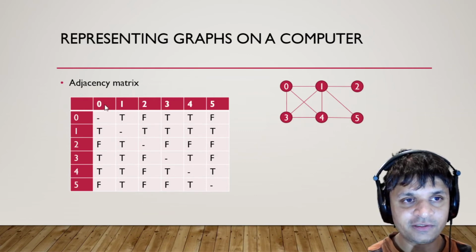Okay, so if we look at column 0, row 1, right, we get this true. What that indicates is that there is an edge between vertex 0 and vertex 1. Similarly, if we look at vertex 0 and vertex 2, we'll see there's no edge, so we end up with a false. 0 to 3, there is an edge, so it's true. 0 to 4, there is an edge, so it's true. And 0 to 5, there isn't an edge, so it's false. Okay, and that's as simple as it gets, right? So it's the same for column 1, column 2, column 3, column 4, column 5.